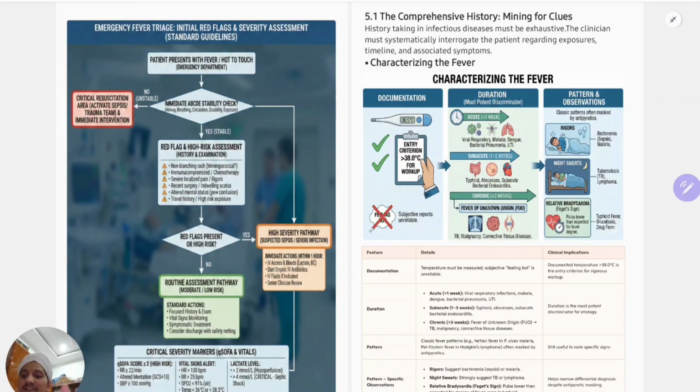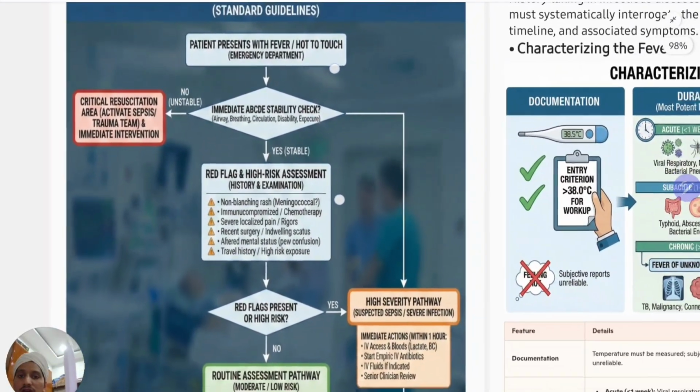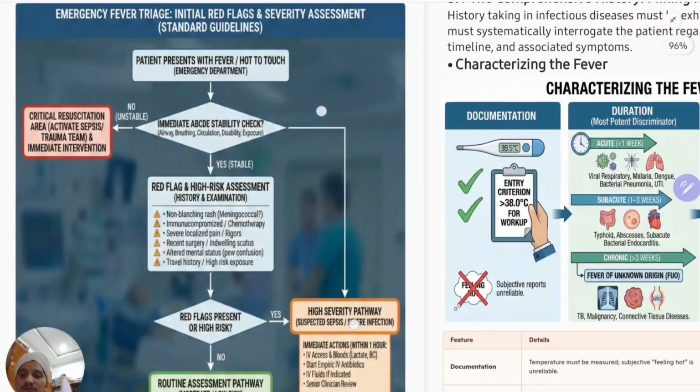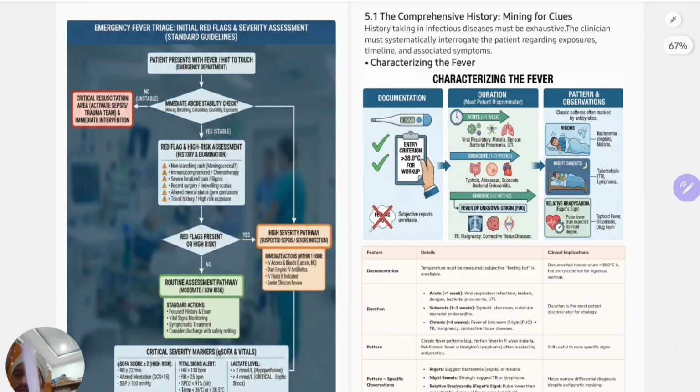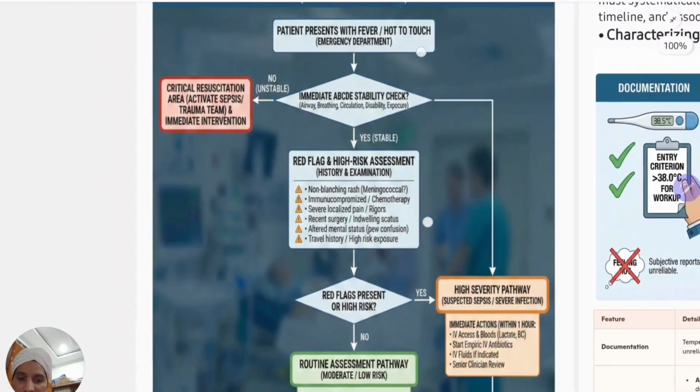Now, to localize infection, just remember how you will follow the Sherlockian approach. You documented the patient is in fever now. We are discussing fever. So whenever you encounter a patient with fever, the first thing we should do is this initial triage.